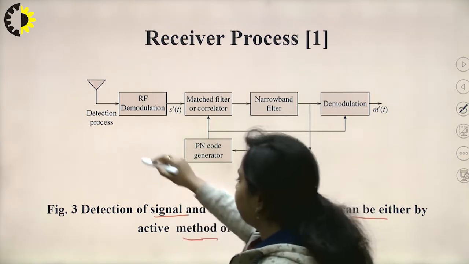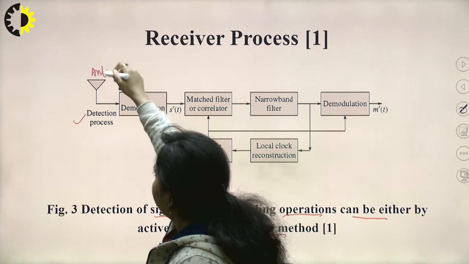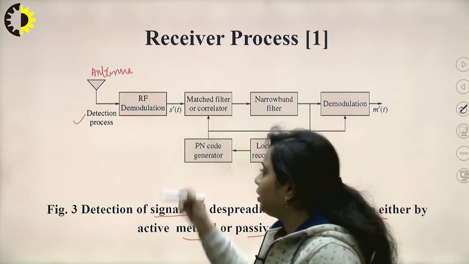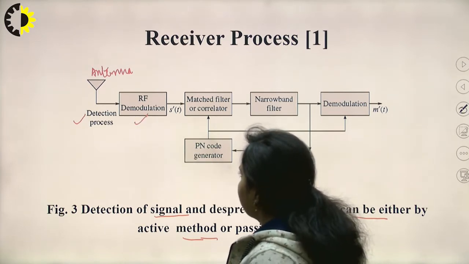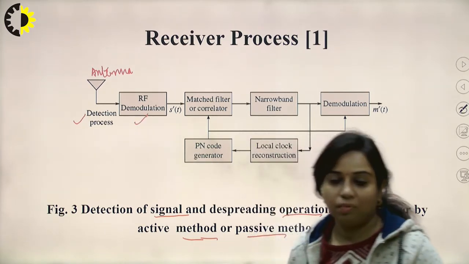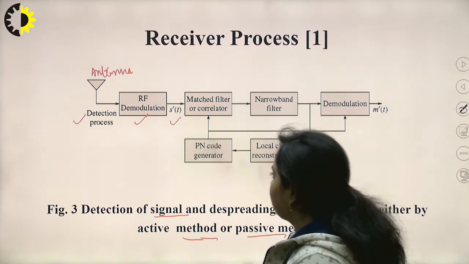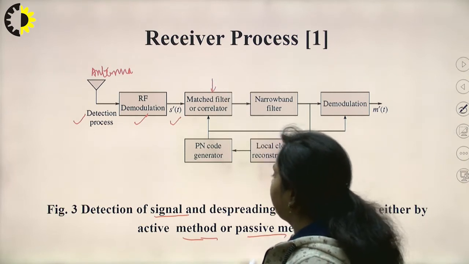So, this is the detailed diagram. This is the detection process, and this is the antenna on the receiver side, which is going to receive the signal that you have transmitted. Then it is applied to this RF demodulation system, that is the radio frequency demodulation technique. The output of this system is ST. It is applied to a matched filter or the correlator.